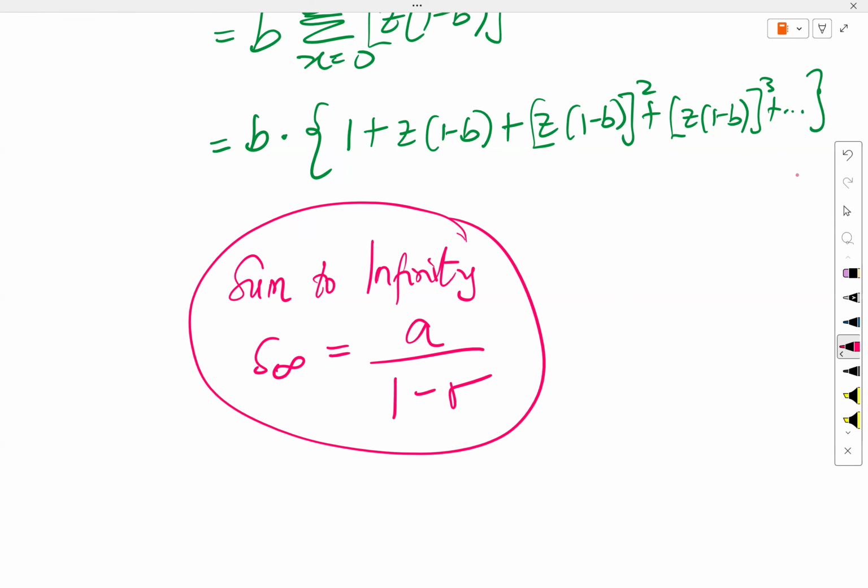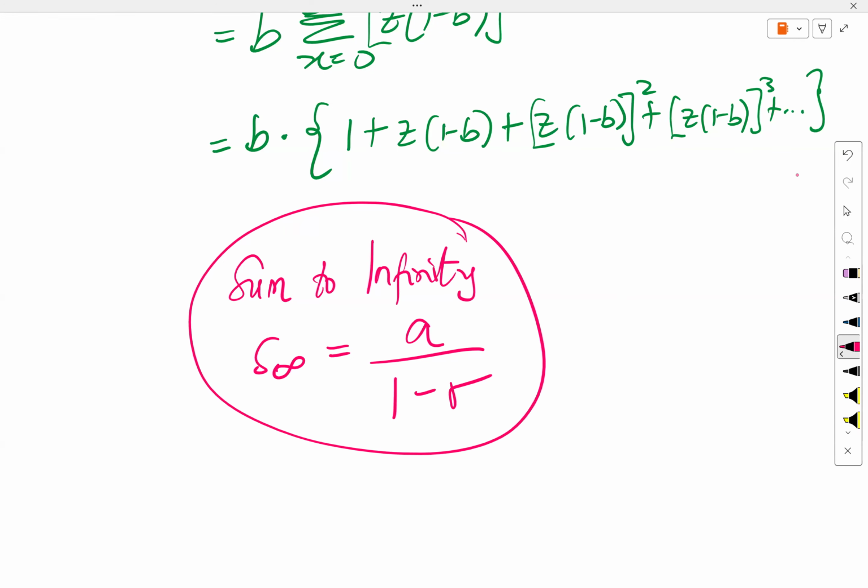You can already see here that a is the first term, which is 1, and the common ratio is r. So you see that 1 times z into 1 minus b gives you this. So z times 1 minus b gives you the next one. So the common ratio is z into 1 minus b. With that, we have a, which is 1, all over 1 minus the common ratio, which is z into 1 minus b. So that g of z is actually b times that.